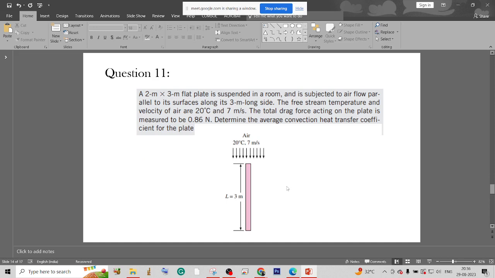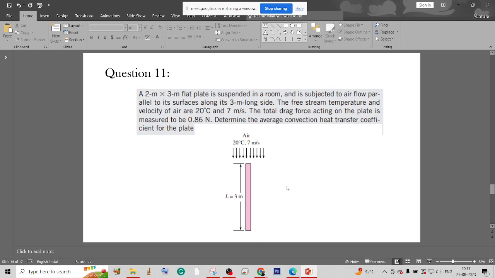Now let us solve four more problems. So first one is a 2 meter by 3 meter flat plate, that is, one side is 2 meter and another side is 3 meter, suspended in a room and subjected to air flow parallel to the surface, as given in the diagram. The free stream flows along the 3 meter side. So obviously it is very little parallel to the 2 meter side as well. So boundary layer will be developed over here.